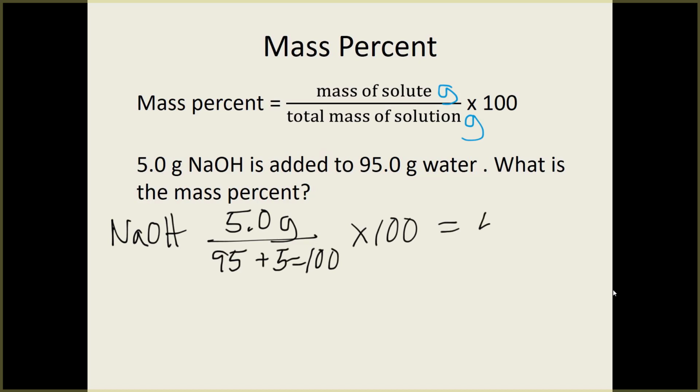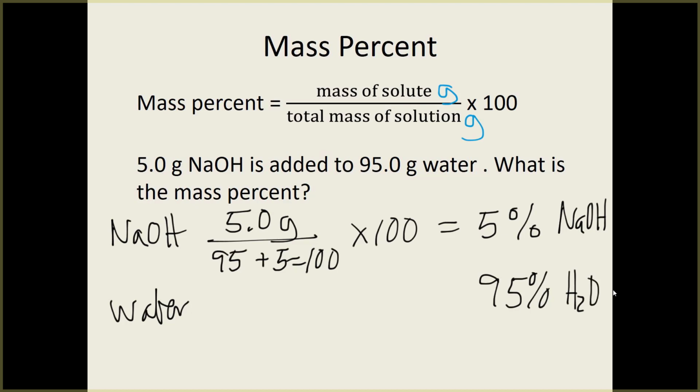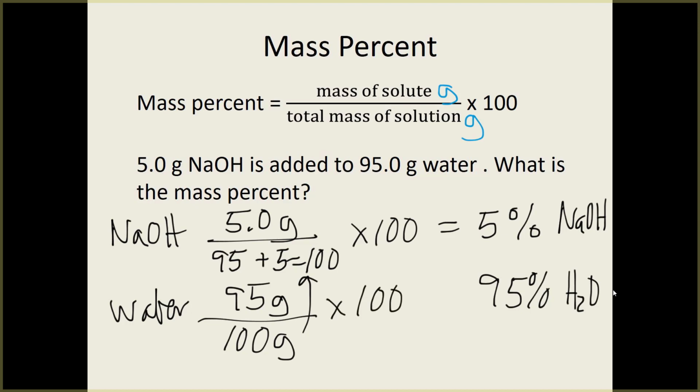So I end up with 5% NaOH. For the water, you can just subtract from that 100%, so I know I'm going to get 95% water, but you also could work it out. 95 grams of the water divided by that 100 grams total, multiplied by 100. So in this problem, 5% by mass is NaOH and 95% by mass is water.